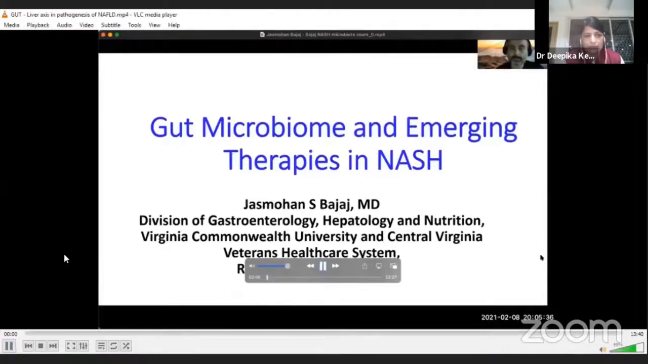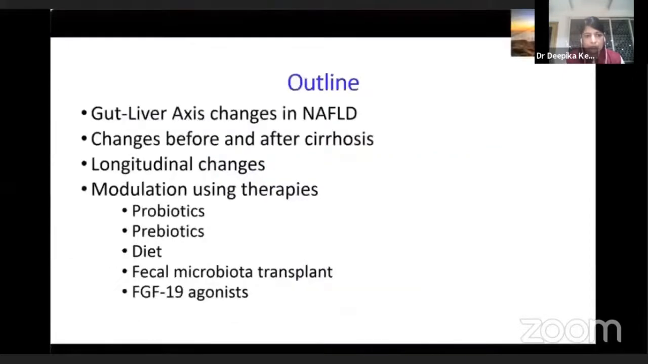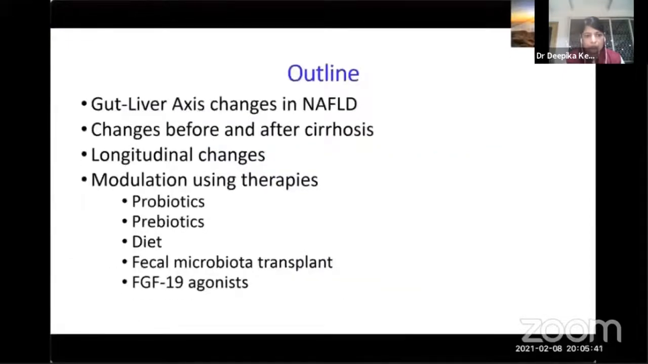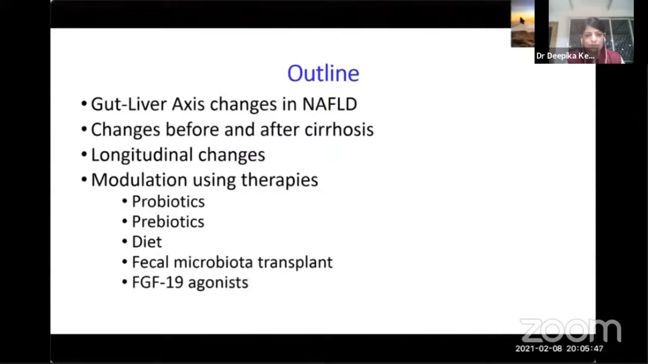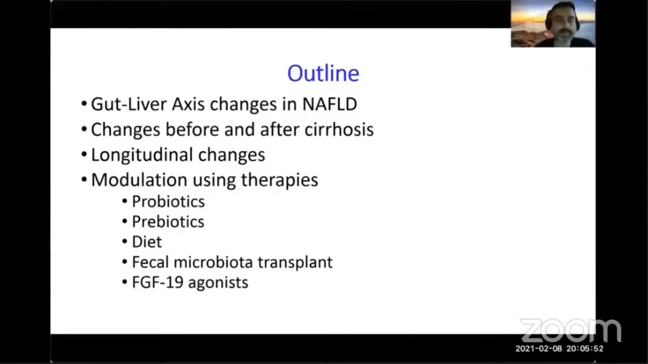In emerging therapies in NASH, this is the outline. Gut-liver axis changes. Studies in changes in NAFLD before and after the development of cirrhosis are important for us to study. Longitudinal changes: what happens when we do things to patients with NASH, or what happens over time in these patients. And last but not the least is modulation therapies such as probiotics, prebiotics, diet, fecal microbiota transplant, and FGF19 agonists.